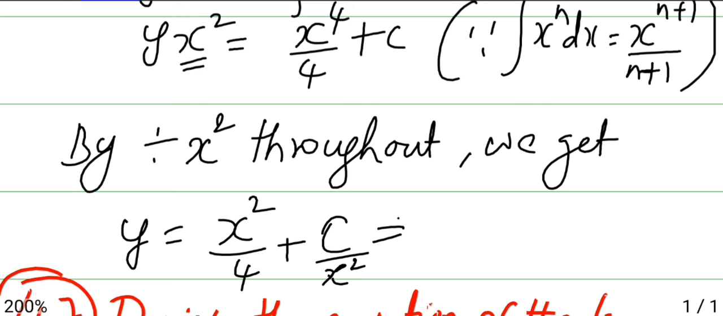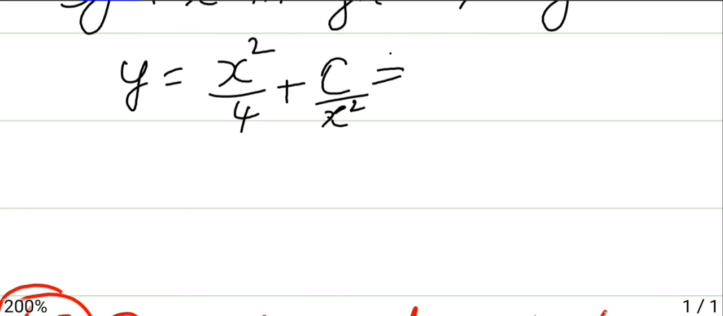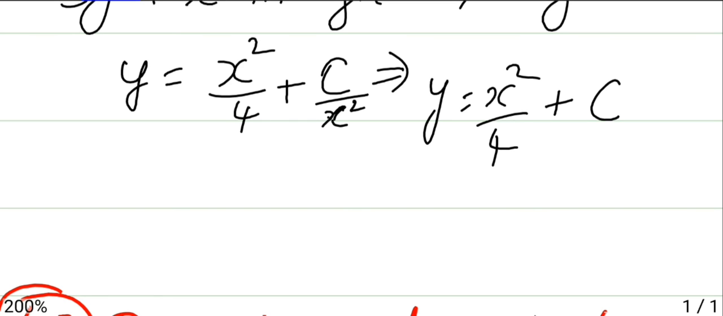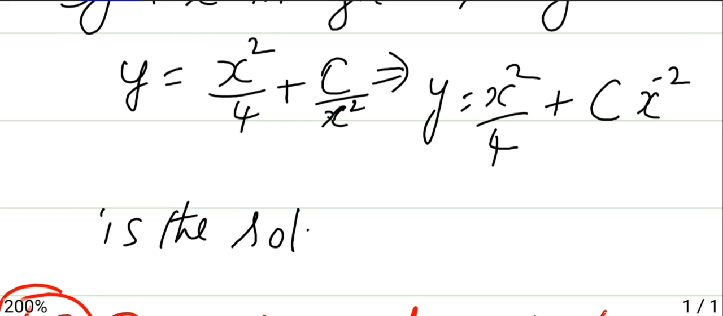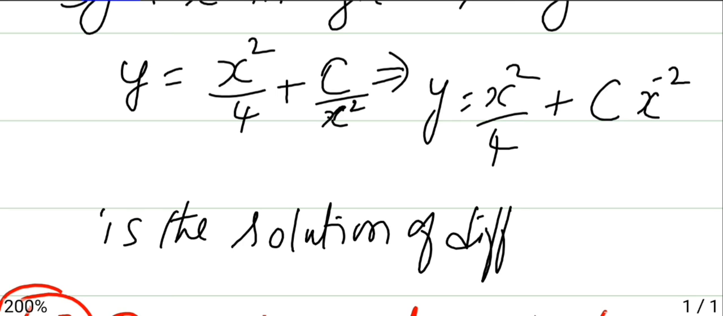This can also be written as y equals x square by 4 plus c x to the power minus 2. If the x square in the denominator goes up, it becomes minus 2. Therefore, this is the solution of the differential equation.